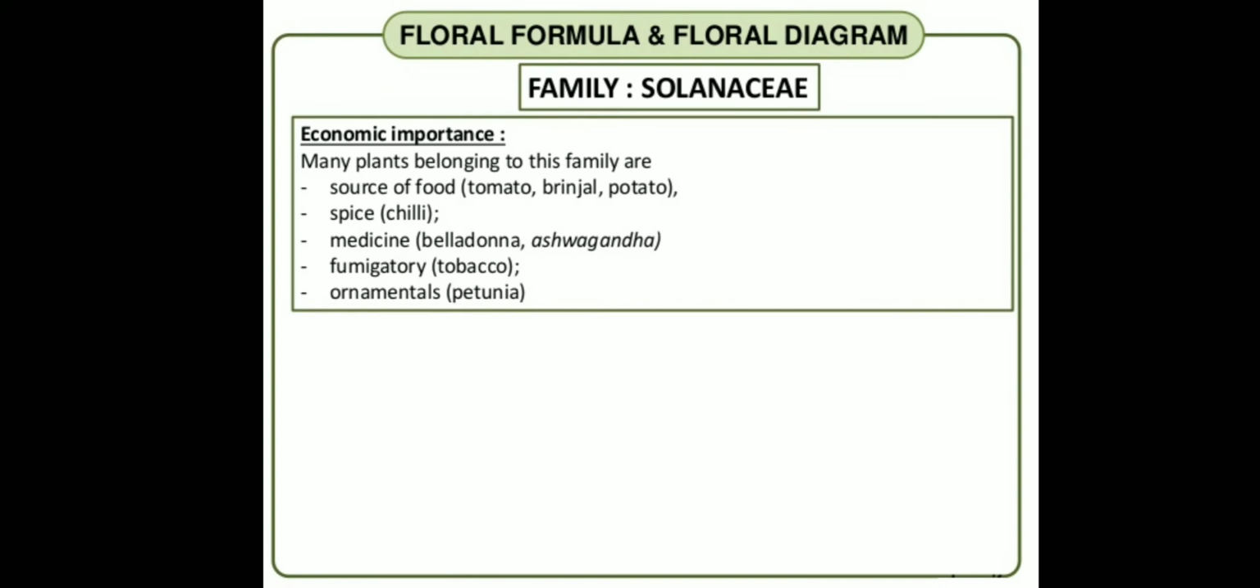And what are the economic importances of this family? So many plants belonging to this family are a source of food, like tomato, brinjal, potato. They are also spices, like chili, and medicines, that is belladonna, ashwagandha. Okay, they belong to the Solanaceae family. And they are fumigatory, that is tobacco, and ornamental, petunia.